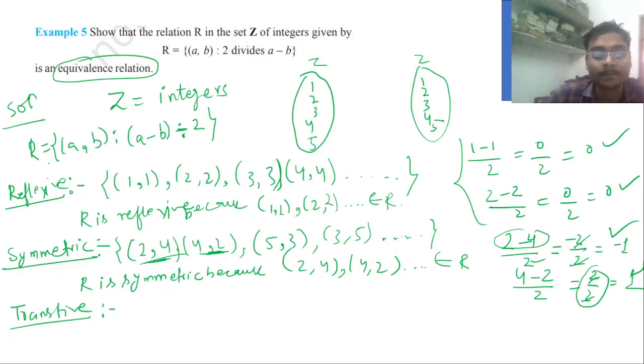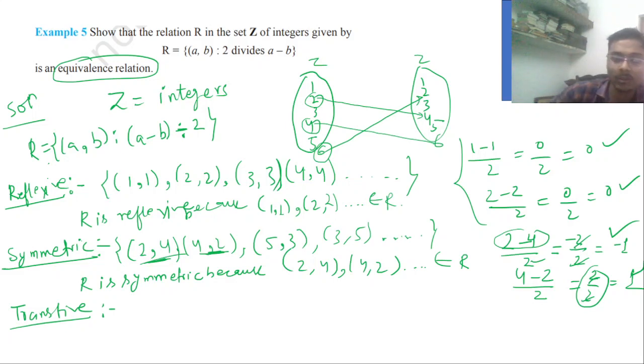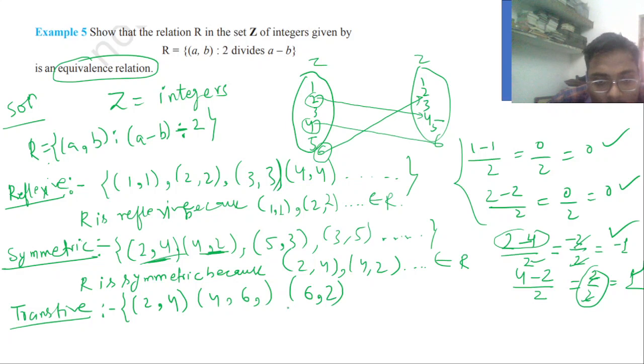So what has to be there in the transitive part? Suppose you are taking 1 with 3, 1 with 4, 2 with 4, then 4 with 6. 6 has to be there with the 2. It means the three pairs among the three numbers which satisfy the criteria of the relation must be there in the loop. So let me check. Suppose I take 2, 4 and 4, 6, then 6 comma 2 will also satisfy this.